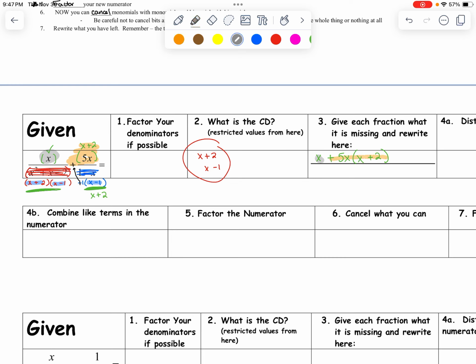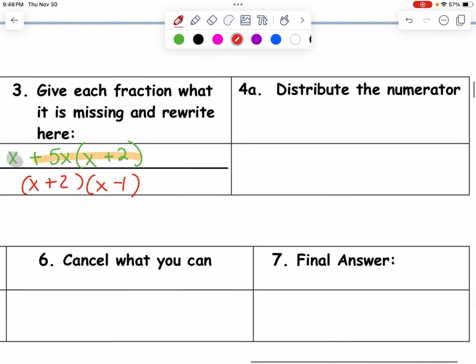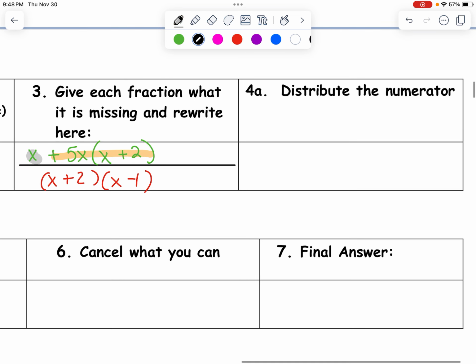Here's where the gray is. Am I doing okay? All right. Okay, common denominator was what? X plus 2 and x minus 1. Now we distribute our numerator together. Here's my fraction bar. I want you to read the numerator and I want you to distribute.